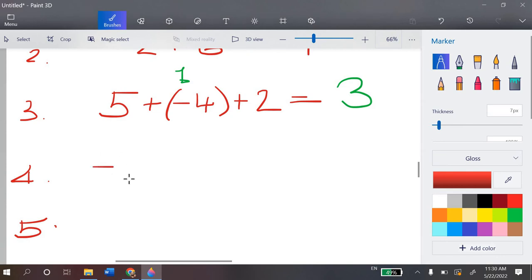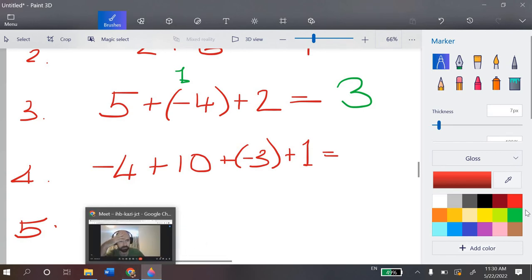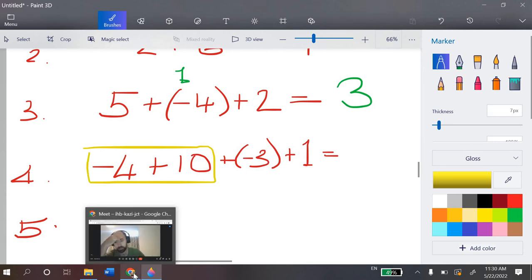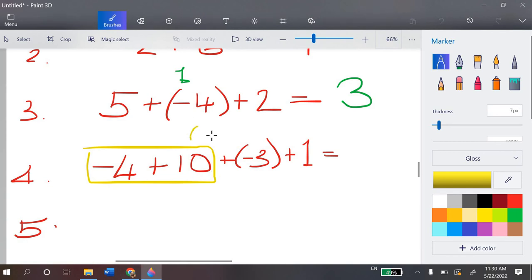Next one, negative 4 plus 10 plus negative 3 plus 1. Okay, 4 numbers. Woo! It's getting difficult now. Okay. Negative 4 plus 10. Let's do this first. Negative 4 plus 10. I'm going to think to myself 10 minus 4. 10 minus 4 is 6. Okay. So we've got 6.